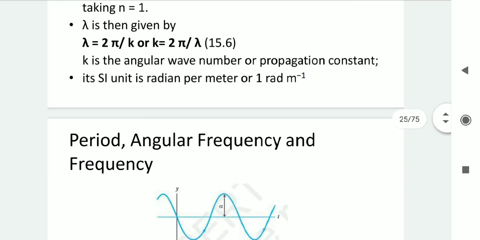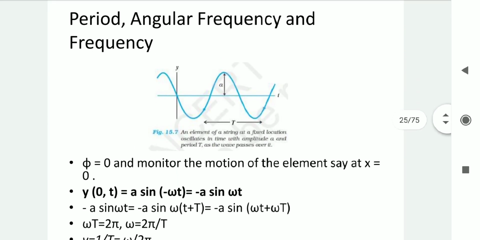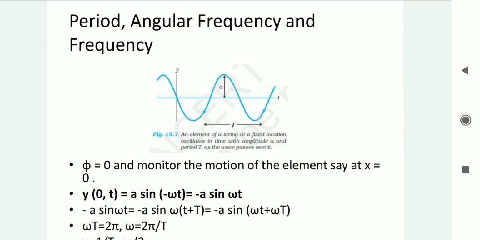Now let us understand period, angular frequency and frequency. So here we are having a wave which is represented in terms of y and x. This element of a spring at a fixed location oscillates in time with the amplitude a and within a time period T. So here the wave is passing over it along the x direction.